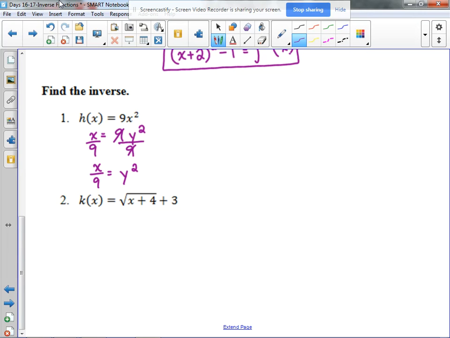Y is not by itself. It's being squared. So the opposite of squaring something is the square root. Square root of a fraction is the square root of the top over the square root of the bottom. The square root of y squared is y.